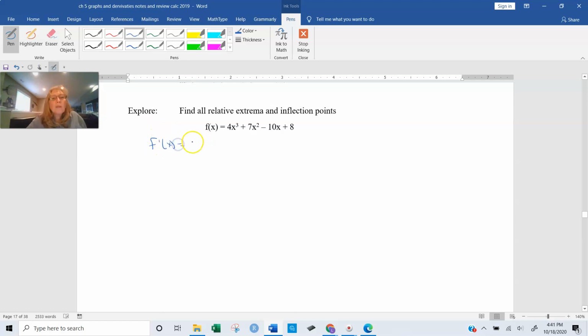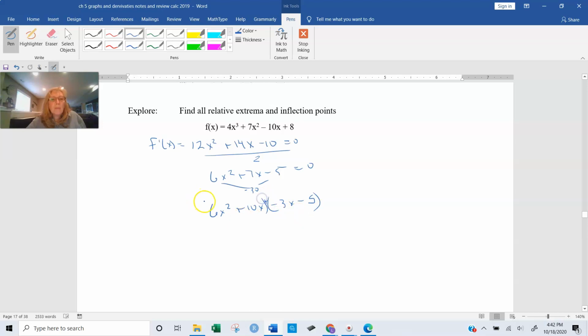Okay, step 1, first derivative: 12x squared plus 14x minus 10. Okay, we're going to set that equal to 0. So I'm going to divide it by 2: 6x squared plus 7x minus 5. -30, that gives me 7. So 6x squared, that's going to be a positive 10x minus 3x minus 5.